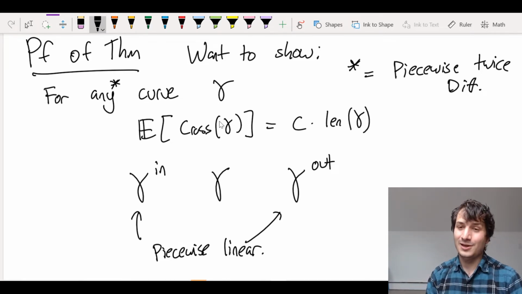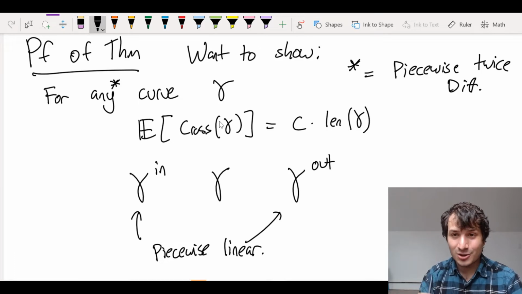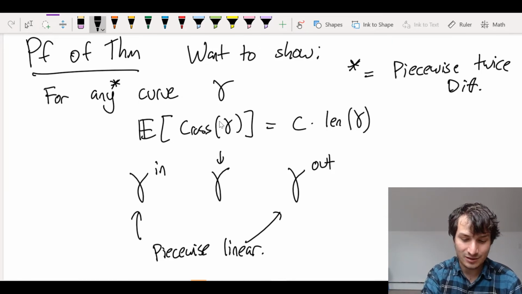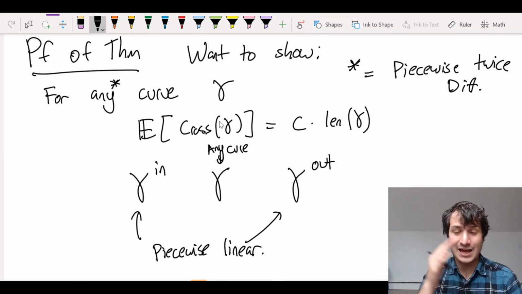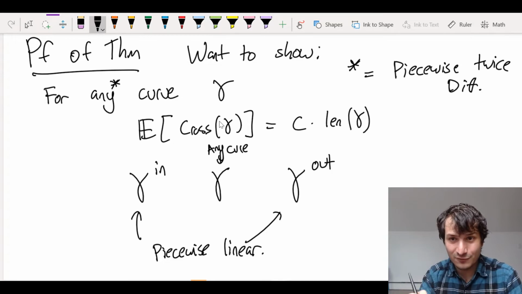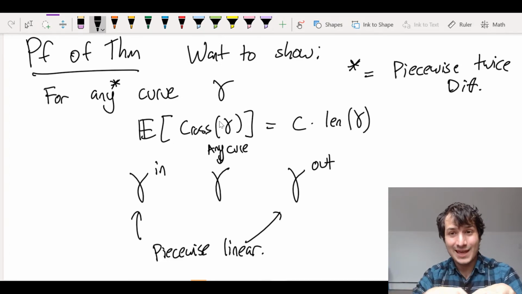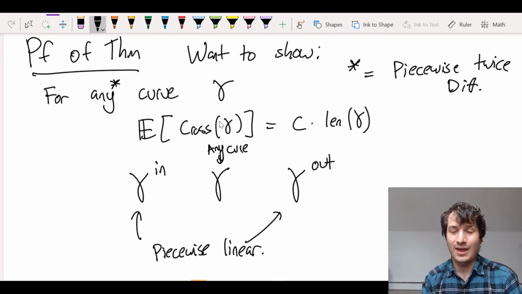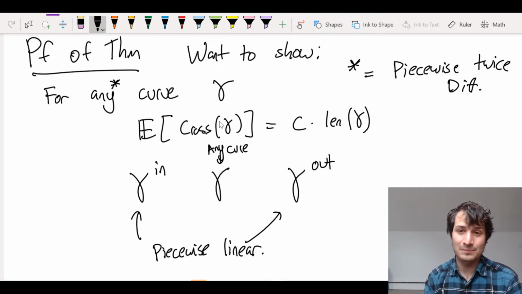What are they? In lemma 3 we could make the curves subsets of each other. That's not going to work here because gamma is any curve. Gamma in and gamma out, to use lemma 4, must be piecewise linear. So we can't just say gamma in is a subset of gamma. That's not going to work. It's not going to be a subset.